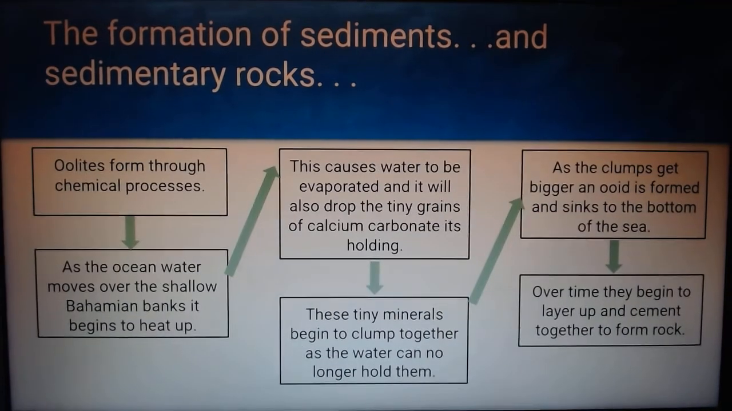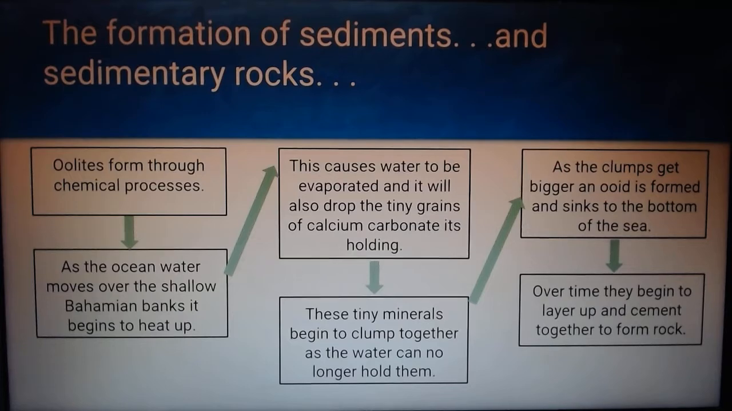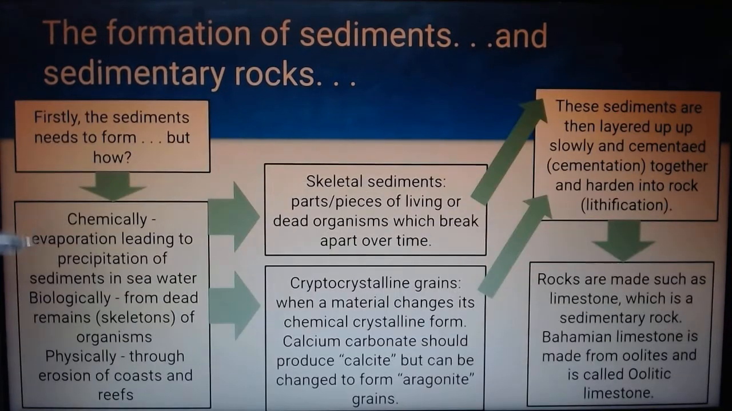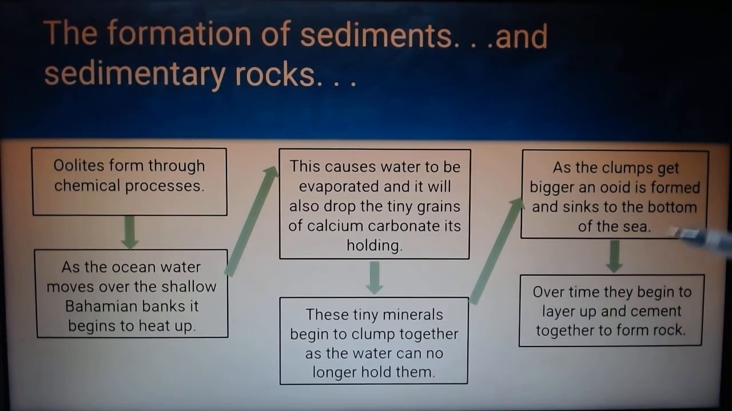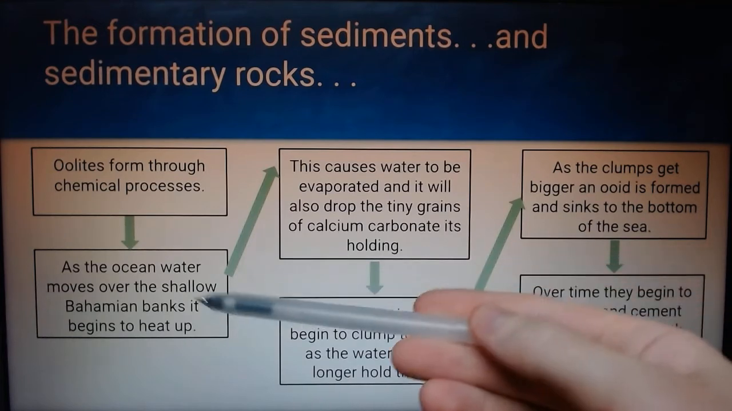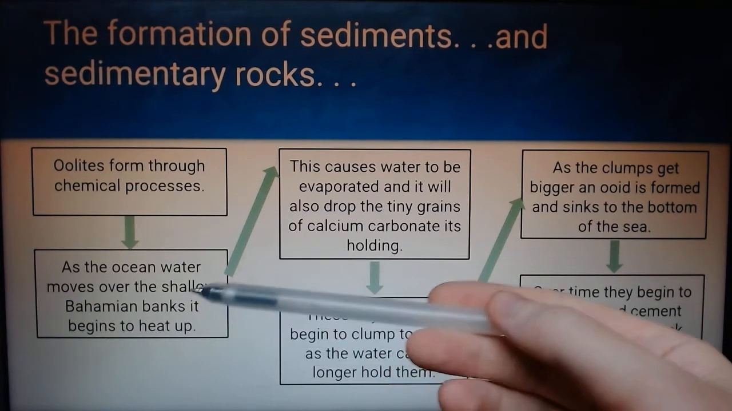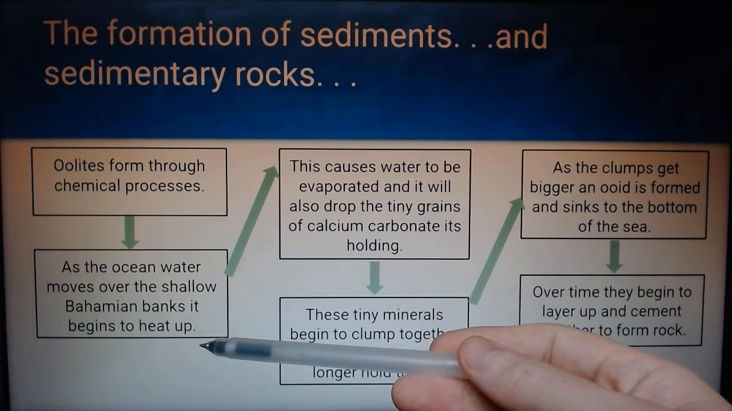What about oolites or oolithic limestone? Oolites form through a chemical process. So we had chemical here, and this is the example for oolites. As the ocean water moves over the shallow Bahamian banks, it begins to heat up. When you look at the Bahamas from space, you see that clear turquoise water, and it becomes very shallow. When the water is shallower, it's easier to heat up because light can penetrate deeper into it.